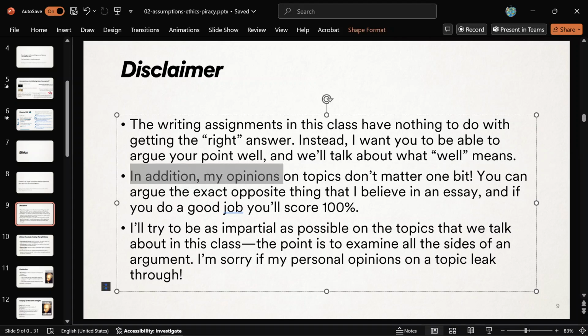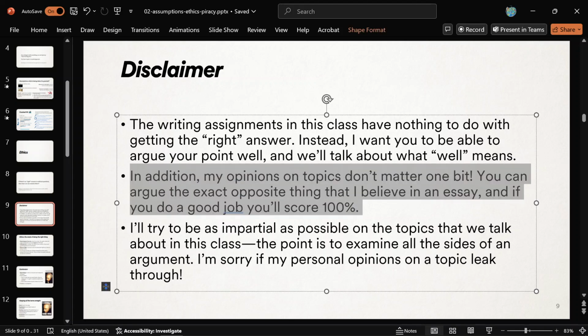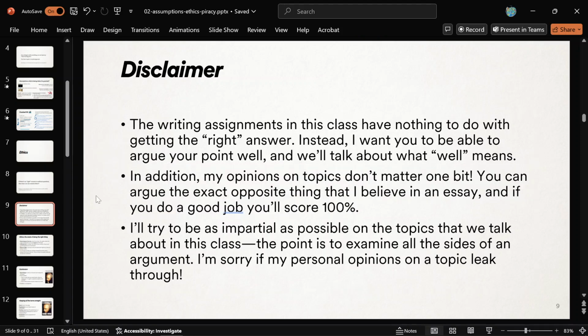And then, along those lines, my opinions on whatever topic I give you an essay on don't matter at all. I will give you an A, even if you argue the exact opposite thing I believe. I'll do my best to not tell you what I believe, but there are certain situations where it's very apparent, sorry. But that is my promise to you, okay? I will give you full credit, even if you say something that is in direct conflict with something I believe. That is my promise to you, as long as you argue your point well. That's my goal.